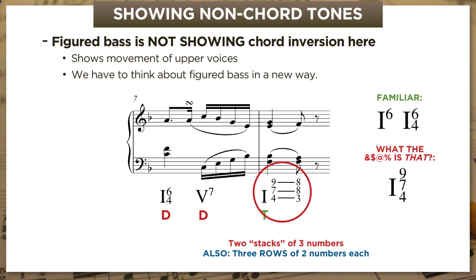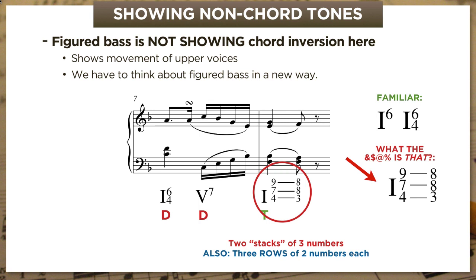In other words, you can't just look at the 9-7-4 stack on its own. You need to see that the 9 goes to an 8, that the 7 goes to another 8 and that the 4 goes to a 3, because each of those pairs represents a stepwise melodic motion over the stationary bass.